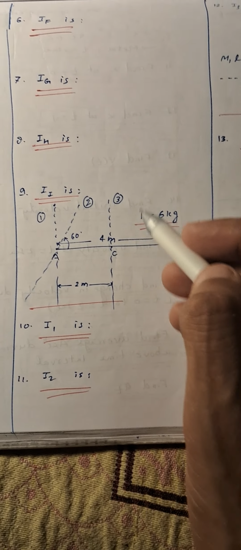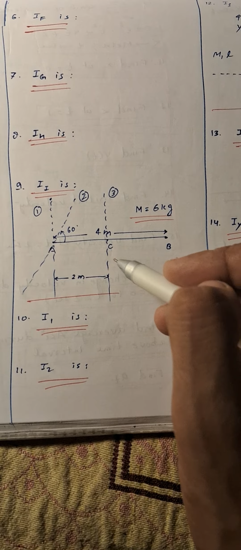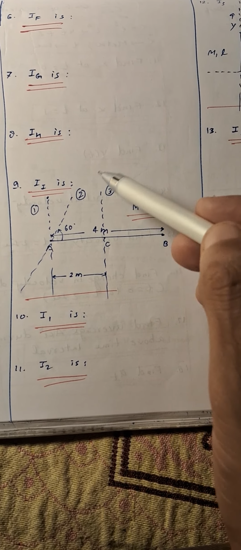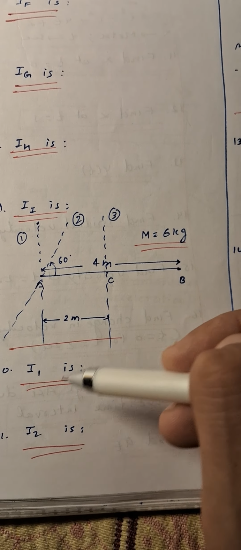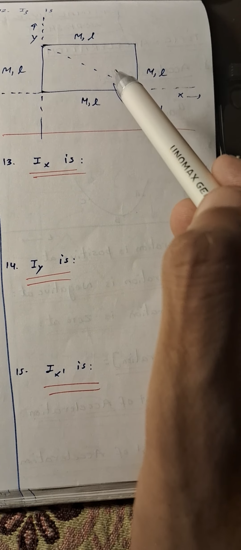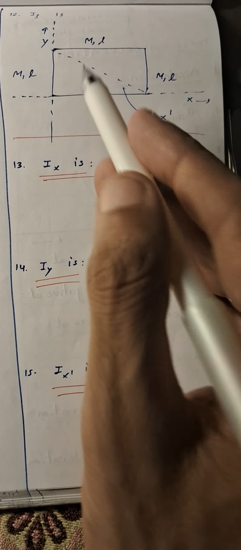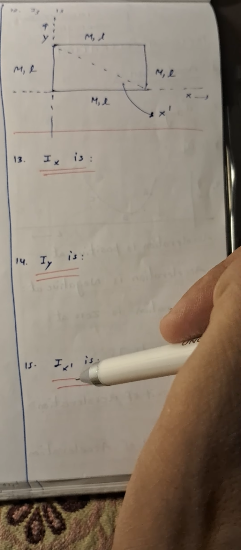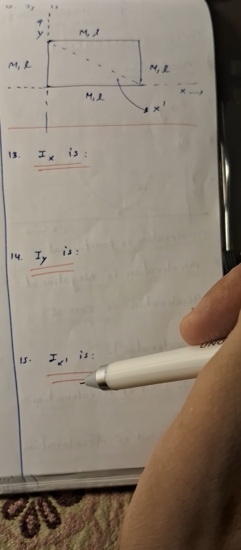Then let's move on to a numerical question. Here the rod has a mass of 6 kg and length of 4 meter. Here 3 axes are given to you, axis 1, axis 2 and axis 3. You need to find moment of inertia firstly about one axis, then about the second axis, then about the third axis. Now there is a combination of 4 uniform rods, each having mass m and length L. The first question is you need to find moment of inertia about x-axis, then moment of inertia about y-axis, and then moment of inertia about x-axis.